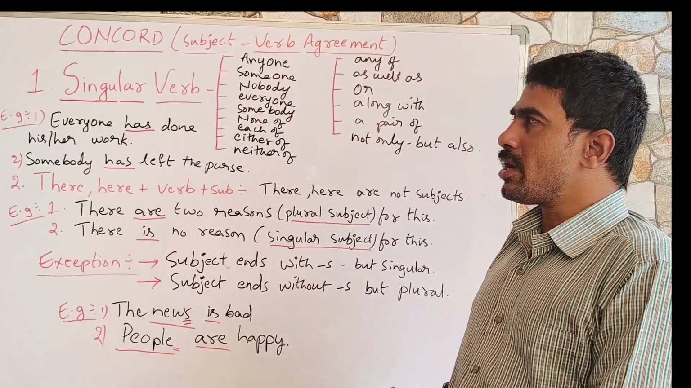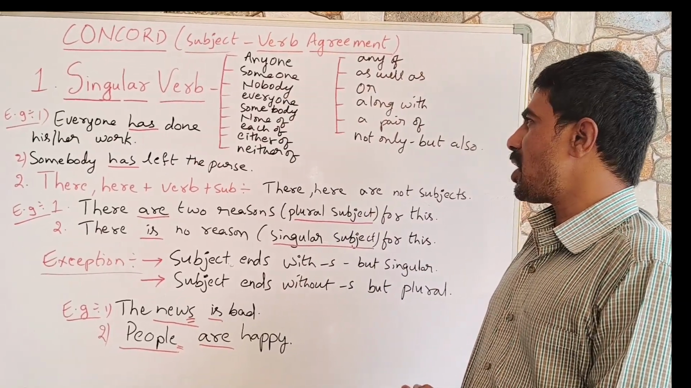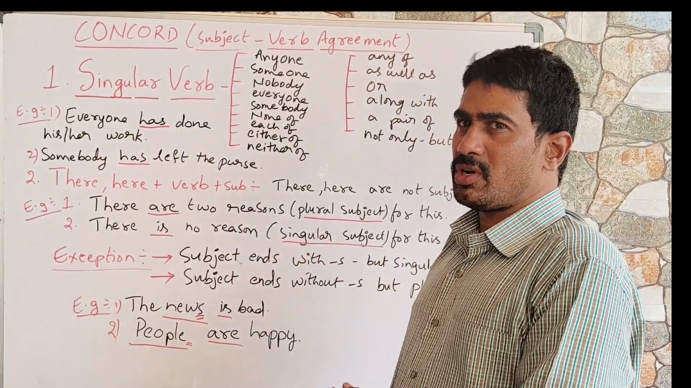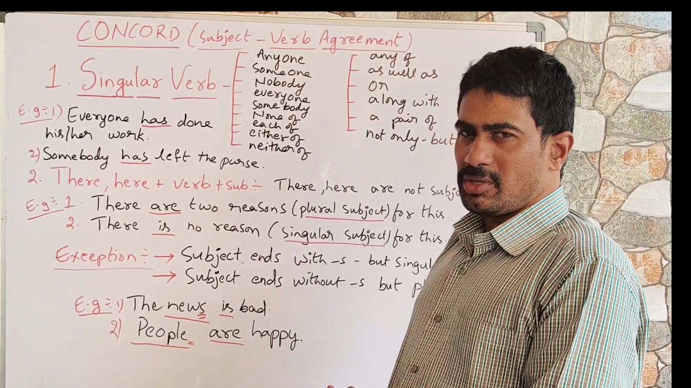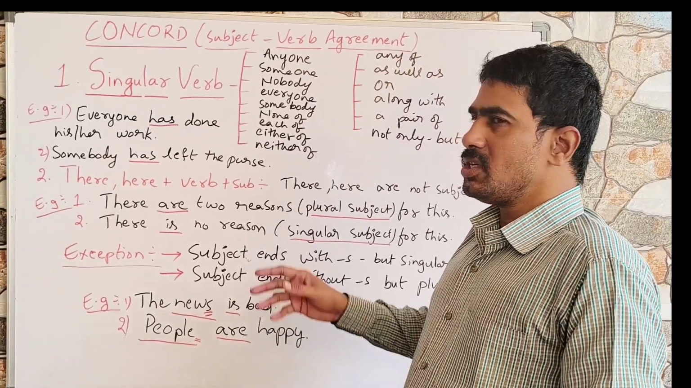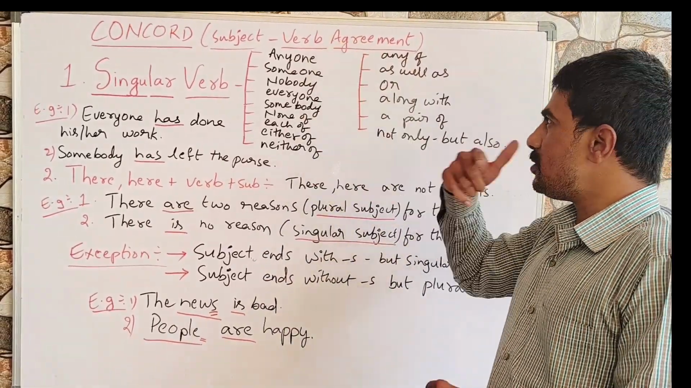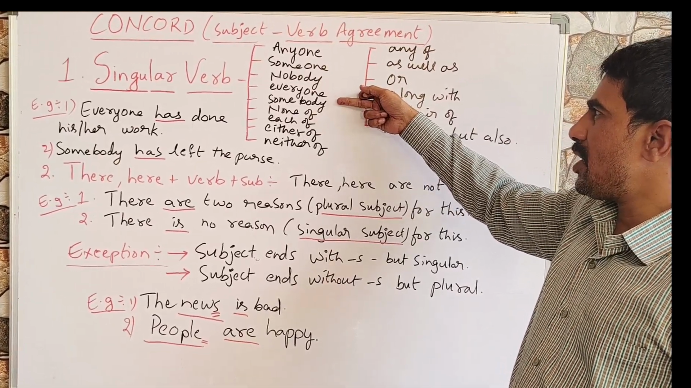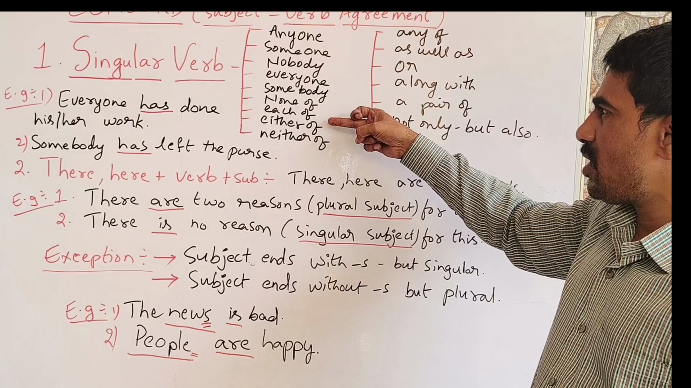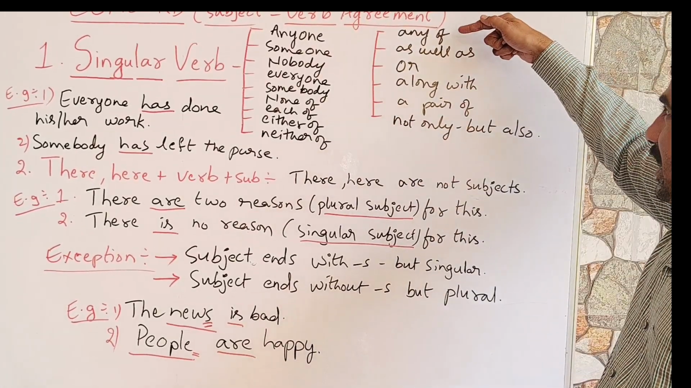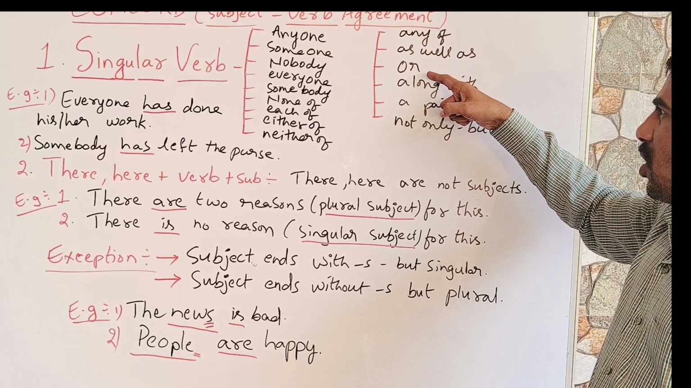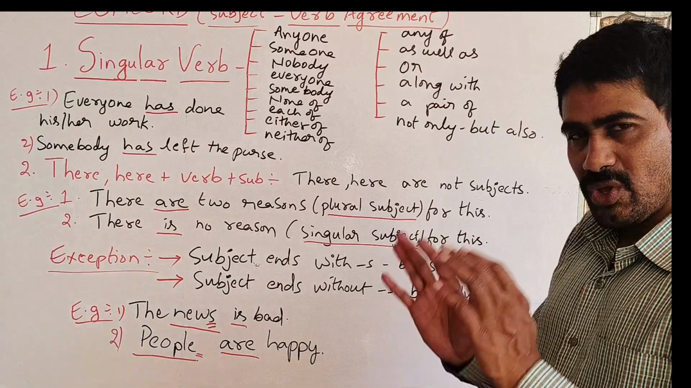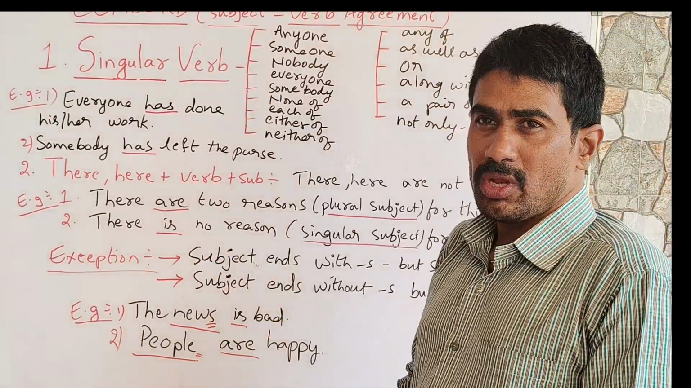Friends, now let us look at some of the rules for subject verb agreement. The first one is the singular verb. When do we use a singular verb in subject verb agreement? If you get the words anyone, someone, nobody, everyone, somebody, none of, each of, either of, neither of, any of, as well as, or, along with, a pair of, not only but also, with all of these we use a singular verb, friends.